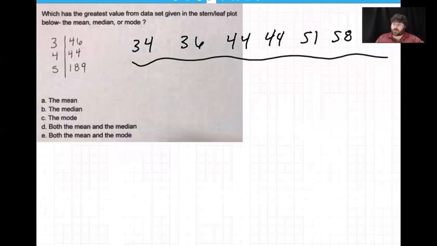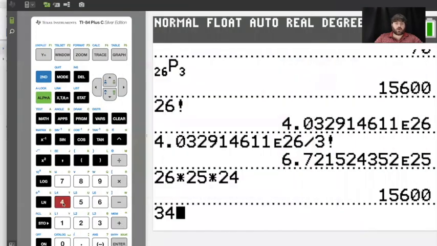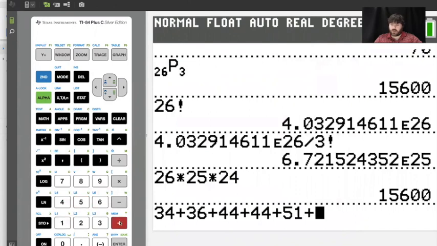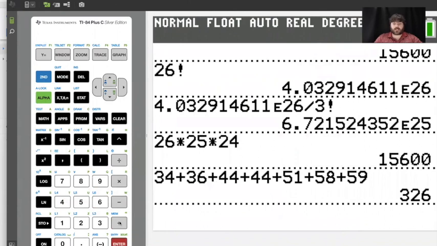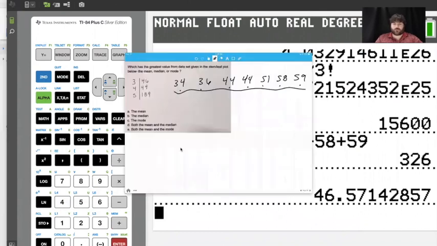So the mean is where I add up all these numbers and divide by however many there are. There's 1, 2, 3, 4, 5, 6, 7 numbers. So if I get out my calculator, add them all up, 34 plus 36 plus 44 plus 44, 51, 58, and 59, I get 326. Okay, when I divide that by 7, I get a mean of 46.57.